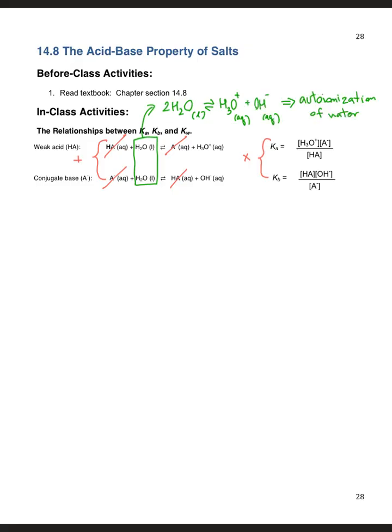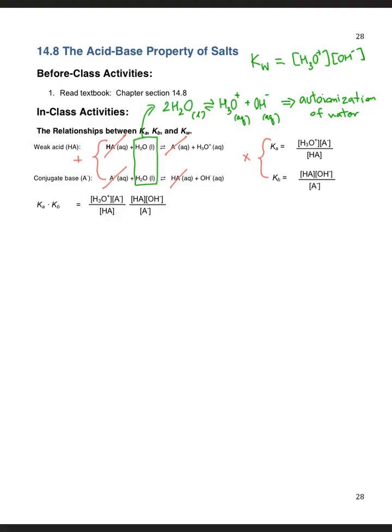And the equilibrium constant for the autoionization of water is Kw, which is equal to the concentration of hydronium ions multiplied by the concentration of hydroxide ions. You can review the concept of autoionization of water in chapter 14.4.